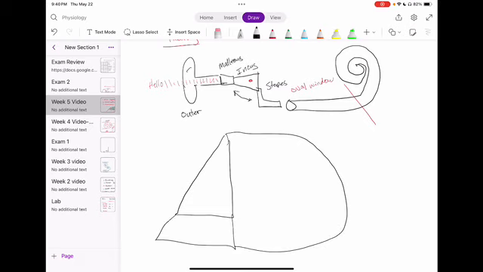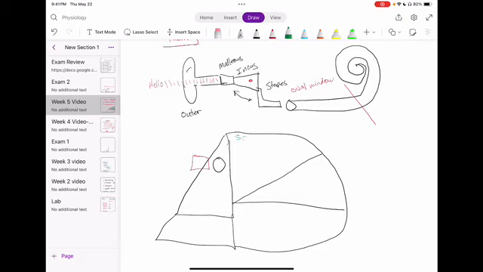I'm going to try this. Okay, there's our oval window. Here's our stapes. We're going to divide it in thirds here, and there, and there. And so we'll label these.